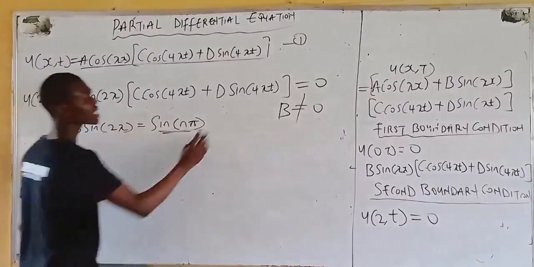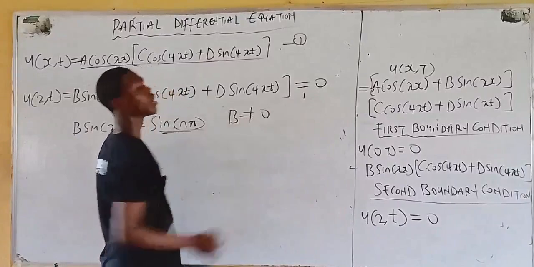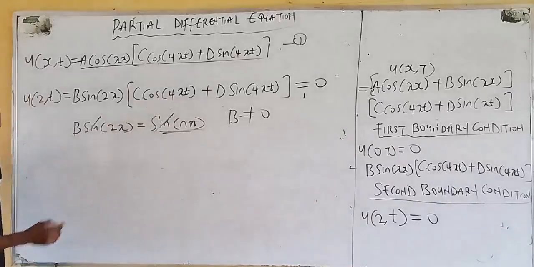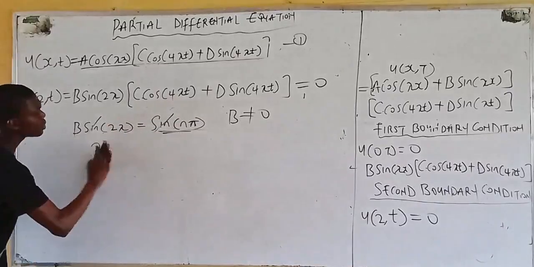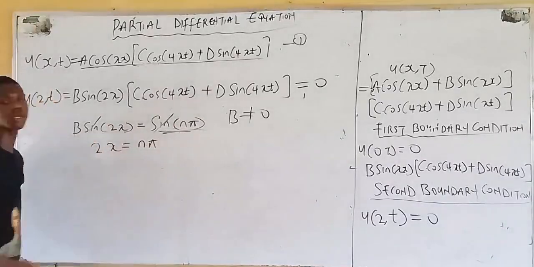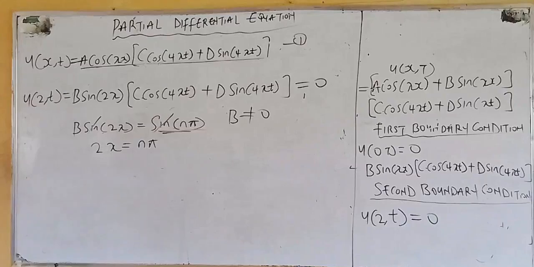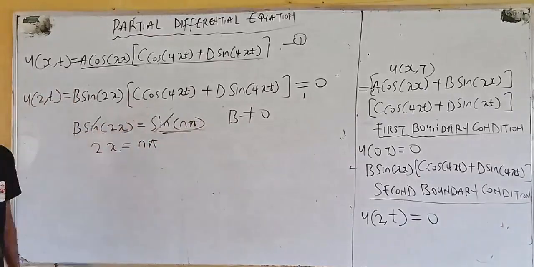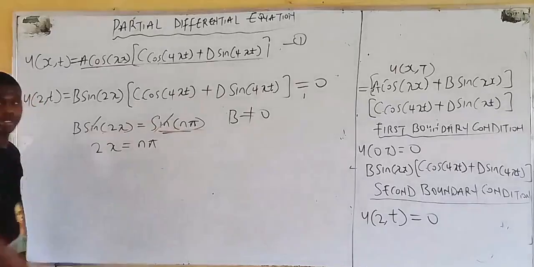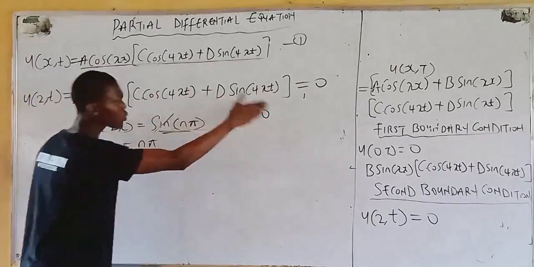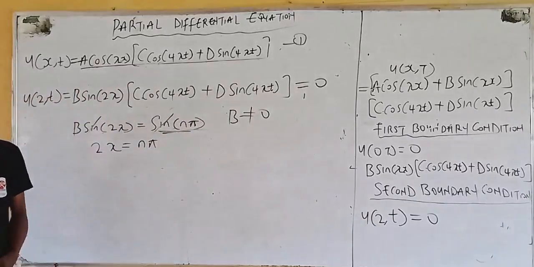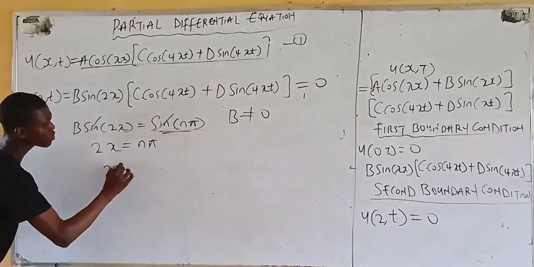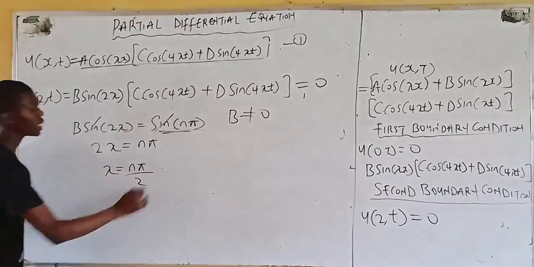Now, we're looking at this. You are saying that b is not equals to 0, right? If b is not equals to 0, meaning that this sine will cancel out, right? You'll be left with what? 2 lambda equals to what? N pi. B not equals to 0, sine cancel sine, 2 lambda equals n pi. This is how it works. From here, make lambda the subject of the formula. What do you have? Lambda is equals to what? N pi over 2. And this is our eigenvalue.